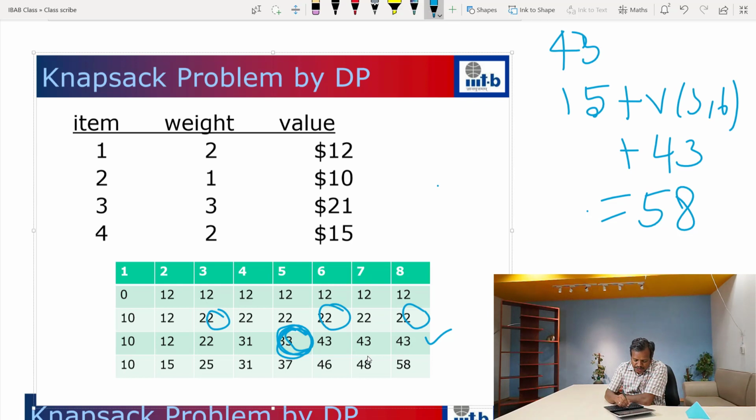So I ask the question whether T of i comma j is equal to the previous entry, which is just above this entry. If this is equal to this, that means that I have not used the ith item, but in this case it is not equal, which essentially means that I have used the ith item. So we will remember that the fourth item has been picked. Now i becomes i minus 1 and j becomes j minus the weight of this item, which is 2. So in the next iteration, I will be looking at j is equal to 5 here.